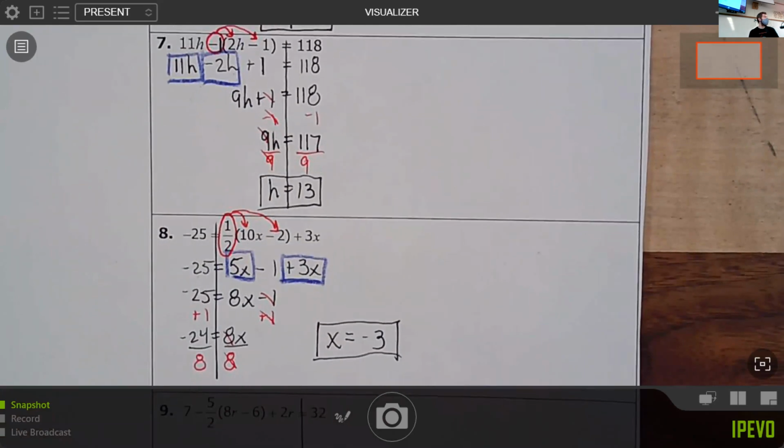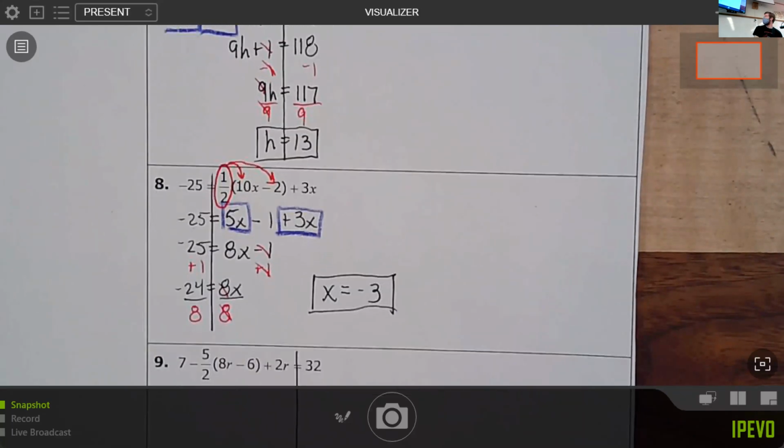So if this feels repetitive, it's because it is. We're kind of doing the same thing over and over and over. It looks a little bit different each time, but the actual steps that we're doing are pretty much the same thing every single time. Distribute, combine like terms, add or subtract something to both sides, and then multiply or divide something on both sides. I don't think we've had to multiply on both sides yet, but that is a possibility.